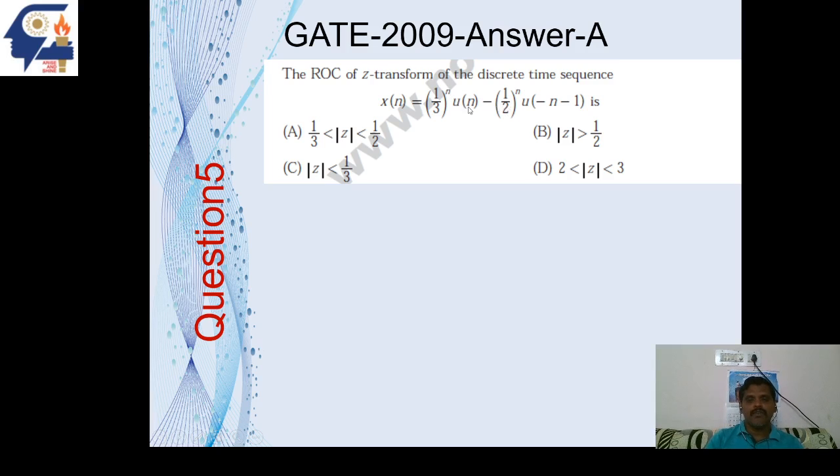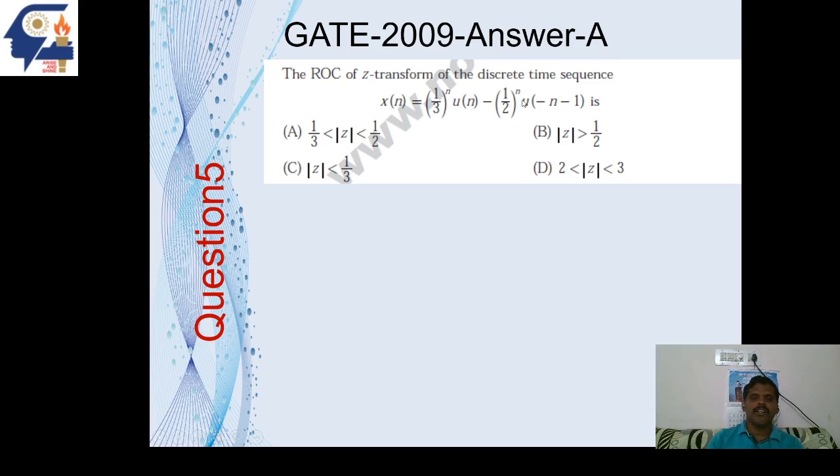Now this u of n is causal. If it is causal, its ROC is mod z greater than 1 by 3. Without using pen and paper, we can tell this, because u of n is a causal sequence, so mod z is greater than mod a. In this case, mod a is 1 by 3. For the first one, the ROC is mod z greater than 1 by 3. The second one is non-causal.